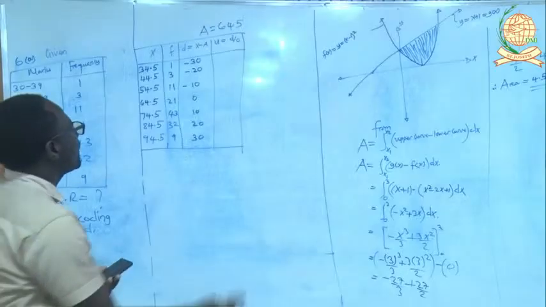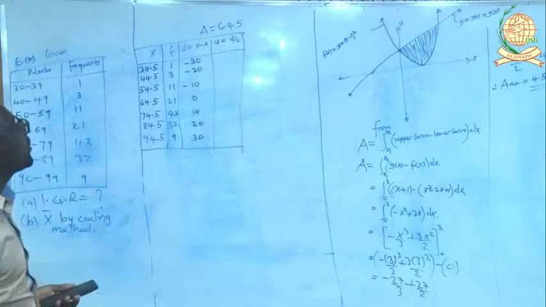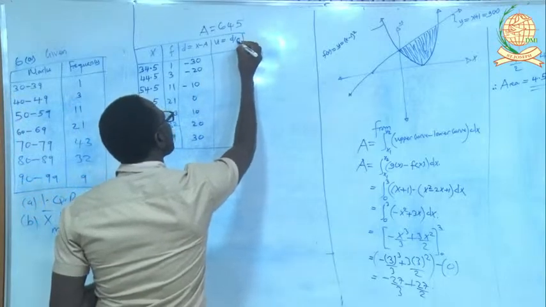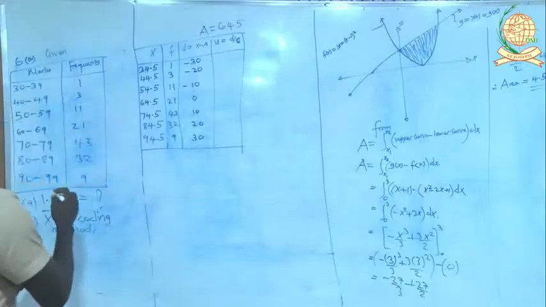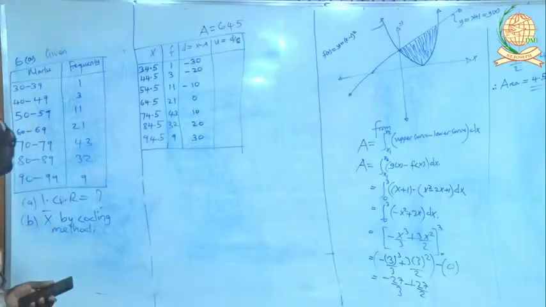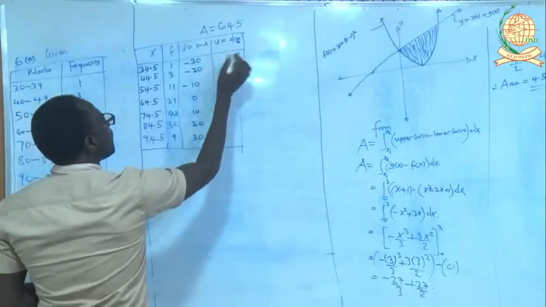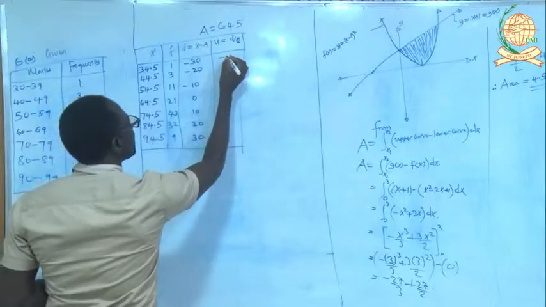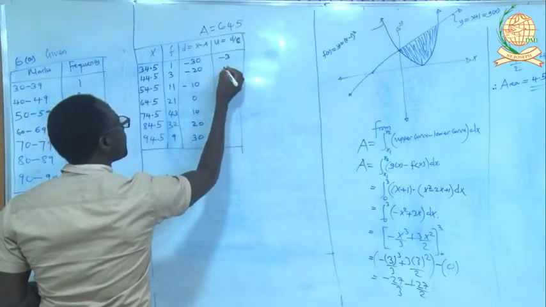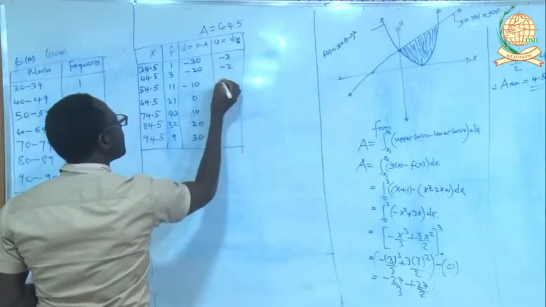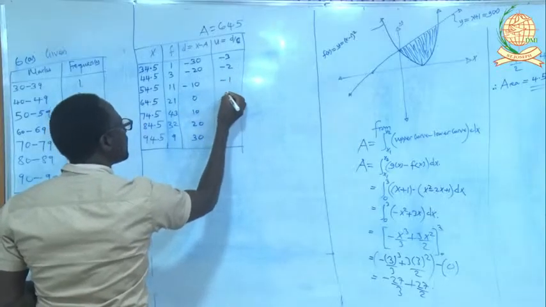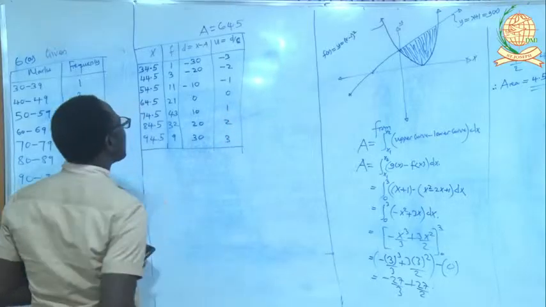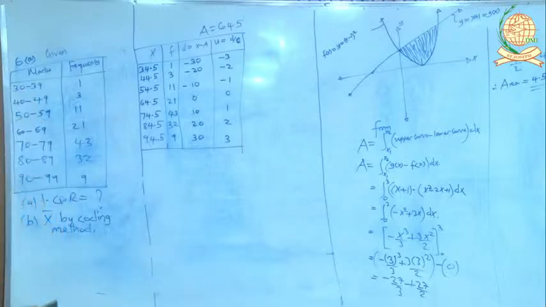Okay. Then u is given by D over C. This is C, the class size. And the class size here is 10. Now you take D over C. The first D, negative 30 divided by 10, you will get negative 3. Negative 20 divided by 10, negative 2. Negative 1, 0 divided by 10, 0. Then 1, 2, 3.